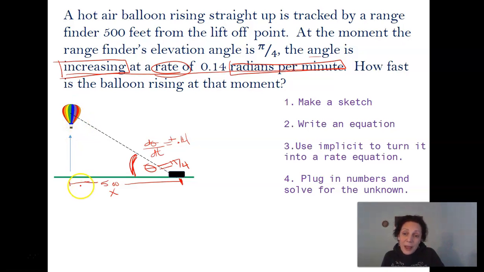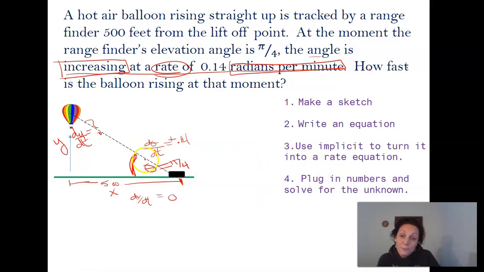Okay, so we know we have a triangle situation here. They gave us this x distance. They gave us a theta. They gave us a d theta dt. Since I know this 500 isn't changing, I can also write down that dx dt must be 0. And then there's this, which we haven't touched yet. The last sentence says, how fast is the balloon rising? In other words, I need to define this height. I'm going to call it y just for fun, because the question is, how fast is that height changing?